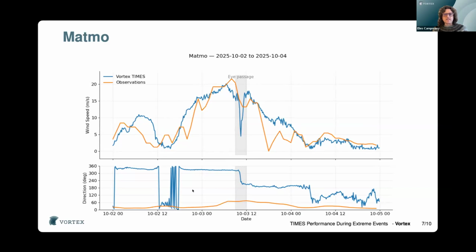For the wind direction, you can see that, because this is 0 and this is 360, it looks like it's not the same, but it's not actually that different. And you can see also a sudden change in the wind direction for the eye passage of the typhoon.